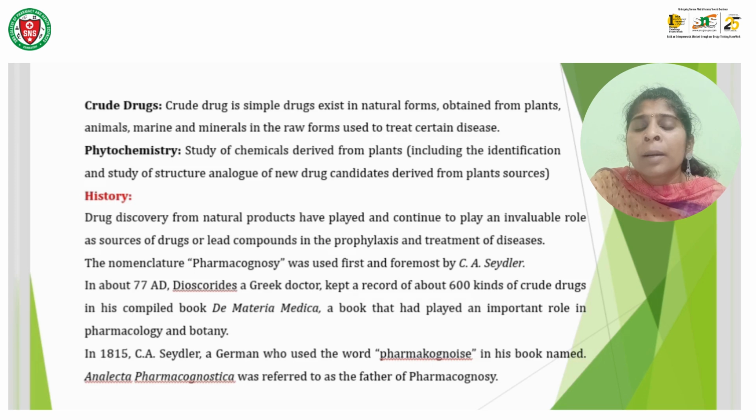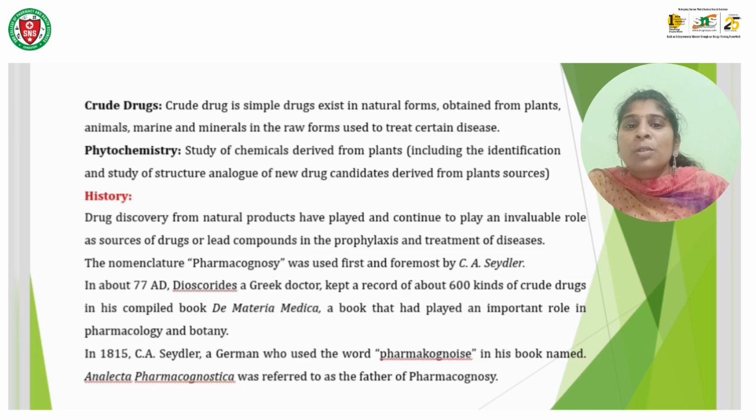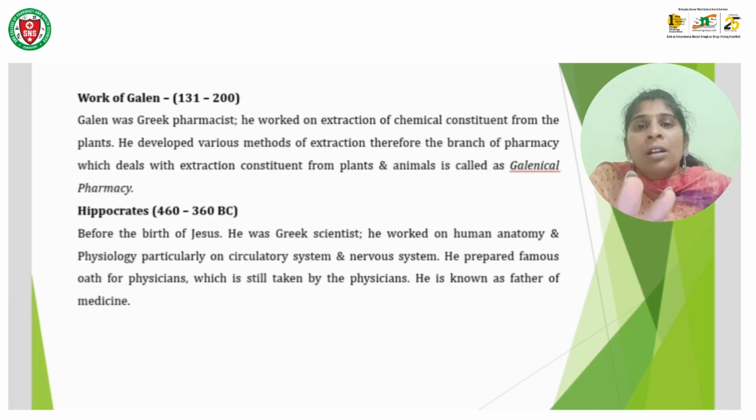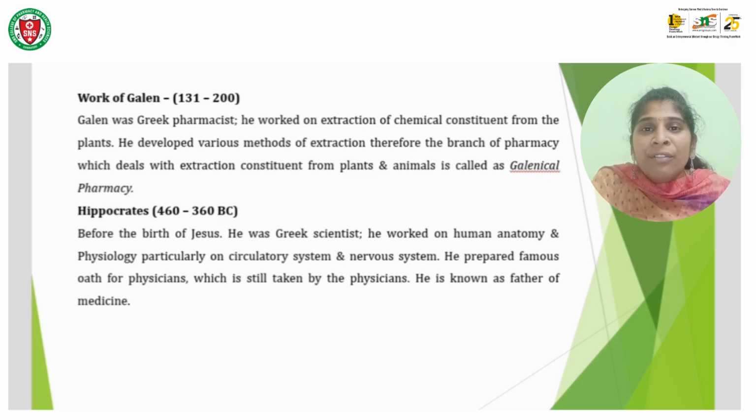And coming to what is a crude drug? We are saying that pharmacognosy is a study of crude drugs, and what is called a crude drug? It is a simple drug existing in natural forms, obtained from plants, animals, marine sources and minerals in the raw form, which is used to treat certain diseases. For example, we take a neem leaf, crush it, and use it for dandruff. And tulsi, we make a coffee or tea or a decoction, boil it, and take it for cough and cold. So that is a crude drug.